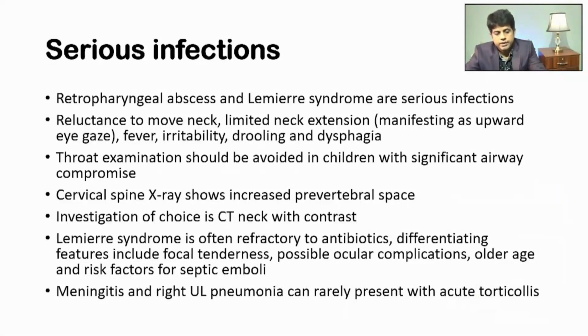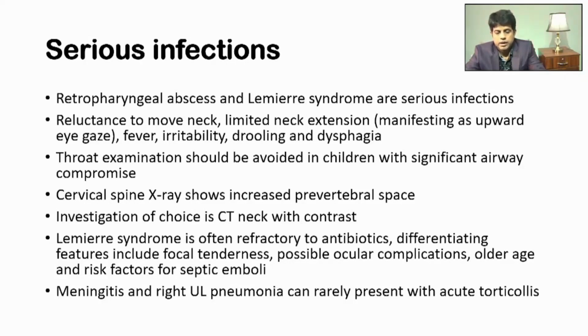However, sometimes these infections can be quite serious. One such infection is a retropharyngeal abscess, and Lemierre syndrome is another serious infection. Now, Lemierre syndrome occurs due to the formation of septic emboli in the internal jugular vein, secondary to a regional neck infection. Both these conditions present with severe redness, swelling, warmth, and reluctance to move the neck, with limited neck extension.